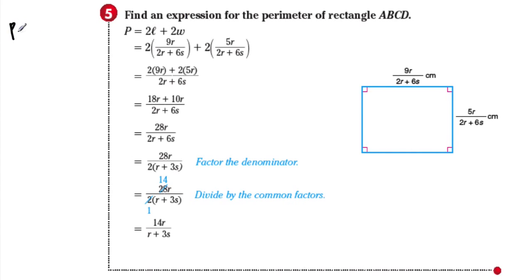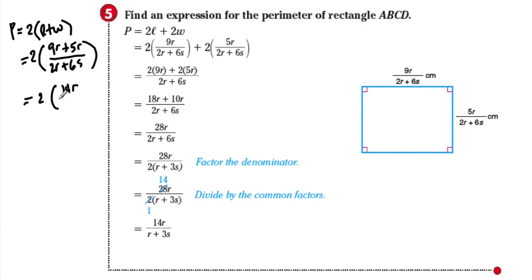Now we can use the other formula for perimeter to solve this. The other formula for perimeter is equal to 2 times the quantity L plus W. If you use that formula, I think it's easier to solve than the method right here. So you have 2 times the quantity 9r plus 5r all over 2r plus 6s. Keep the denominator and simply add your numerators. You end up with 2 times 14r all over 2r plus 6s.